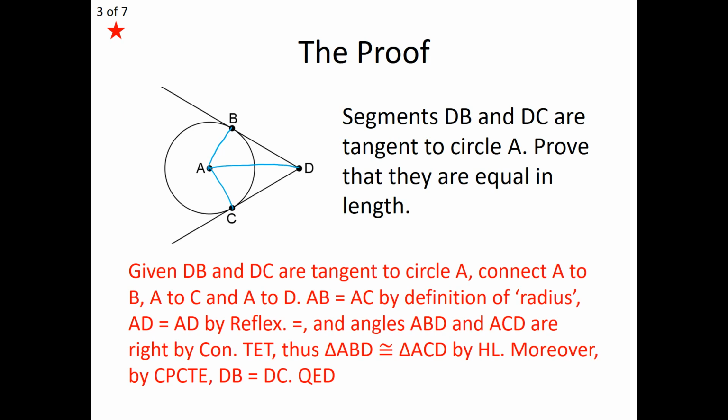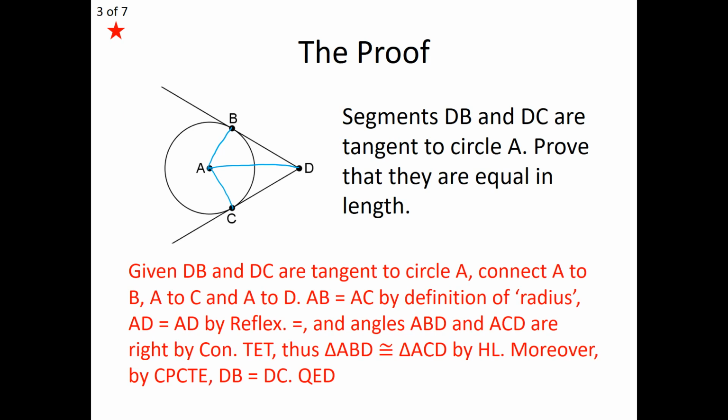Because of that, we've formed two triangles. We have triangle ABD and triangle ACD. And we're going to prove that those two triangles are in fact congruent. If we show that those two triangles are congruent, then we know that their corresponding sides, DB and DC, will be equal in length. Let's follow through with how this proof unfolds.